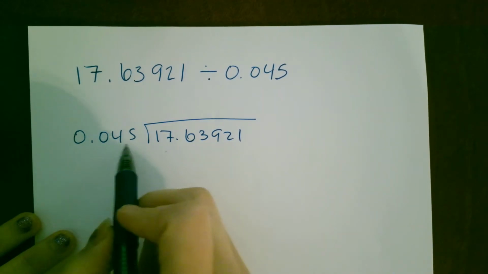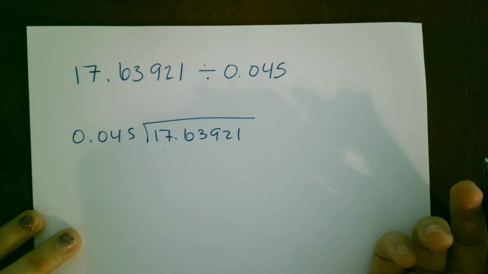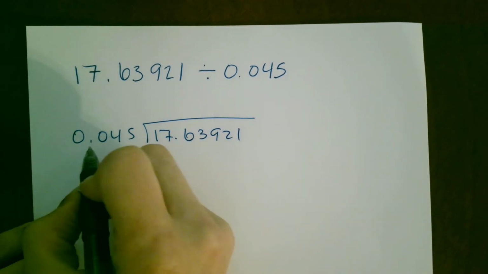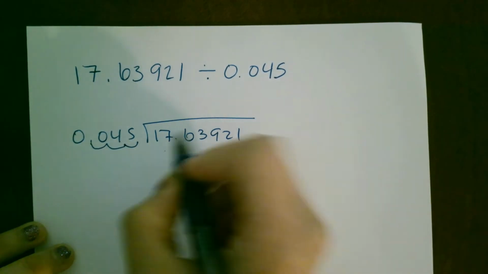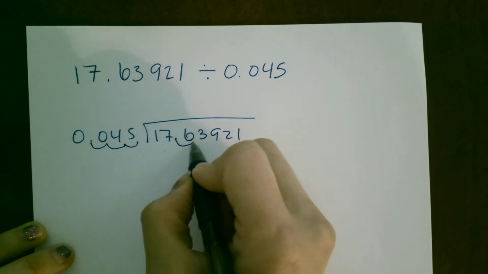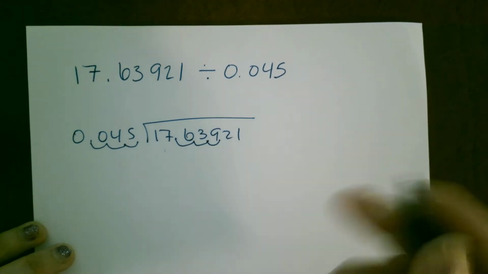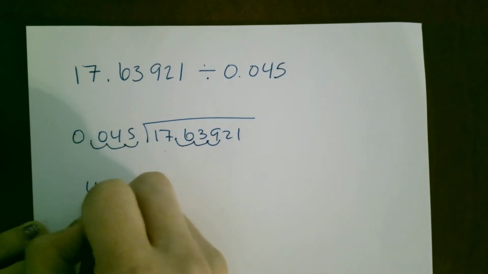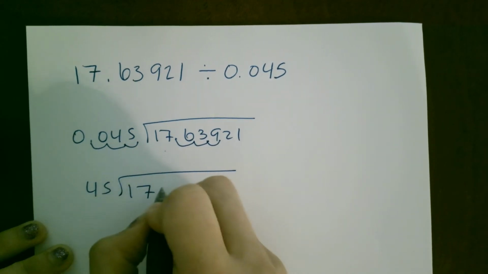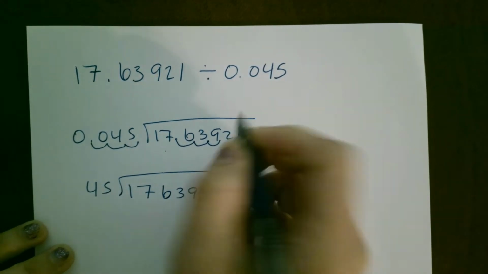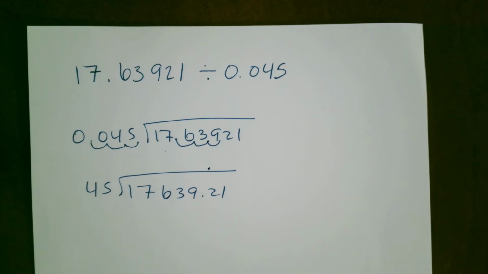If I have 0.045, how do I make it a whole number? The algorithm tells me just to get rid of the decimal. If I do that on the outside, I have to do it on the inside, three times, there we go. So I get 45 into 17,639.21. The decimal point is then fixed, and I carry on about my business. But why? Why does that happen?